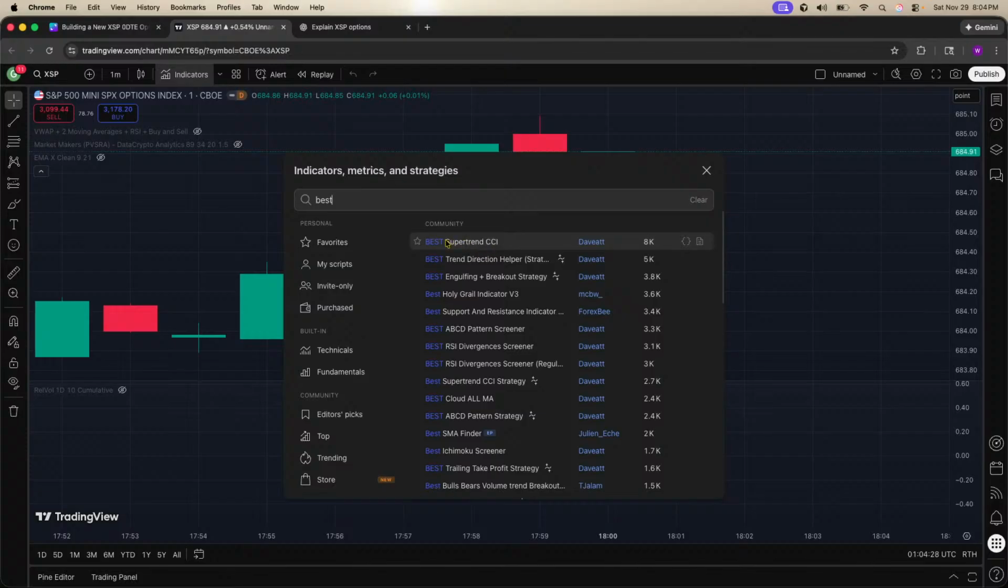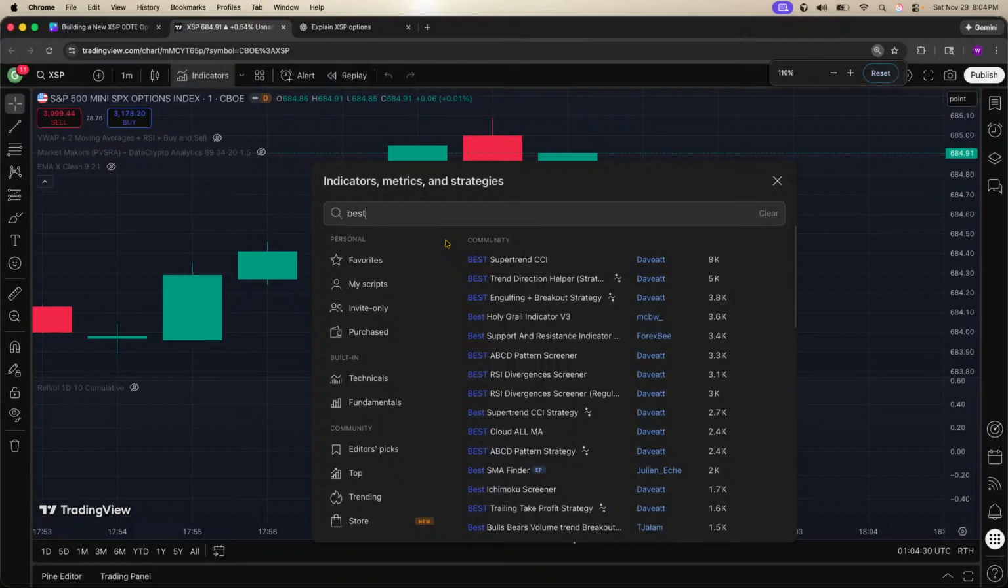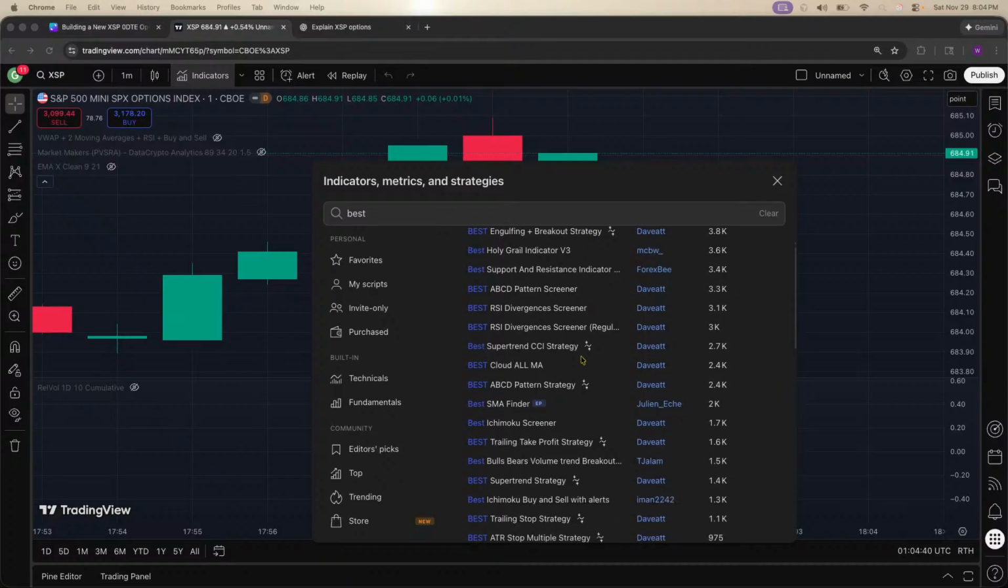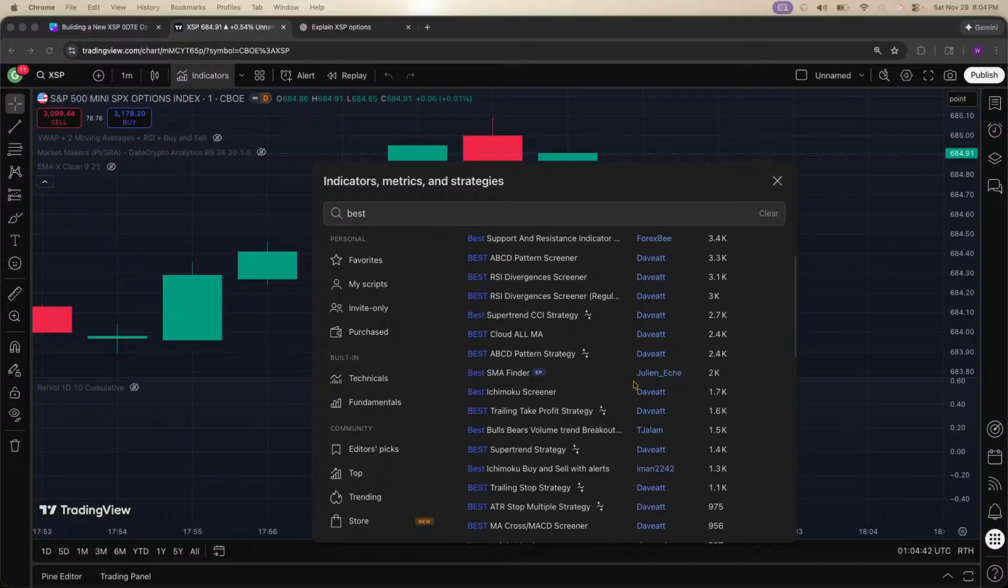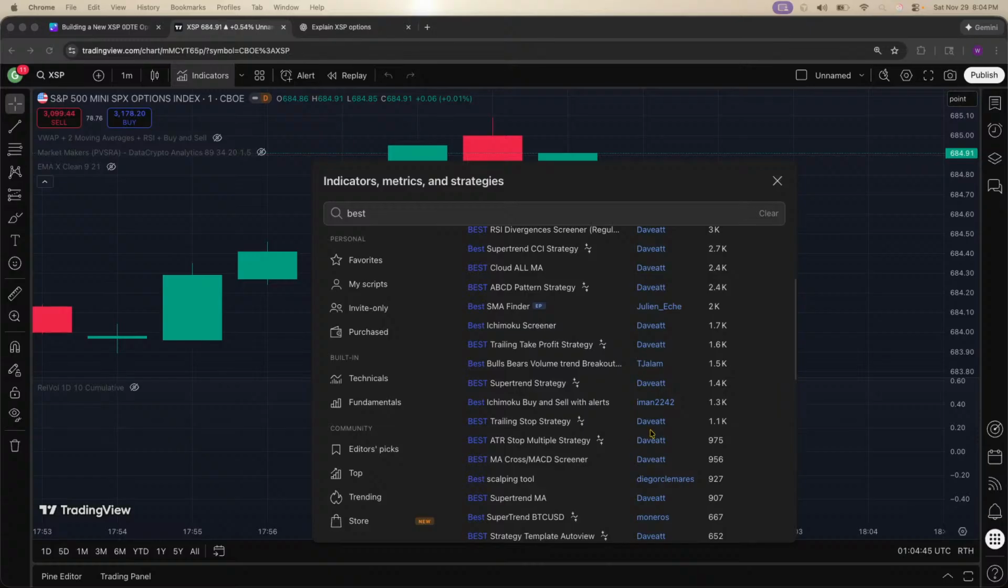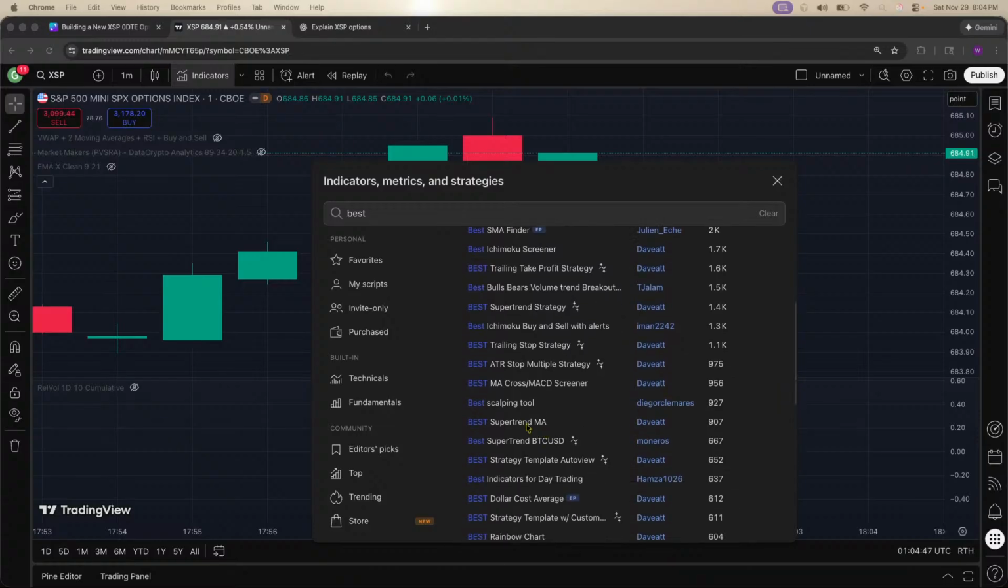So we see Best Trend. Let me just zoom in a bit just to make sure y'all can see. If you can, all right, beautiful. So I have Best SuperTrend CCI. I have Best Trend Direction Helper. Let's see which one stands out. Best SuperTrend Strategy. Best SuperTrend MA. I don't know, for that reason, let's see. Best SuperTrend MA. So I'm going to choose that one.